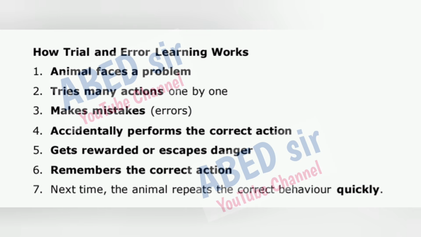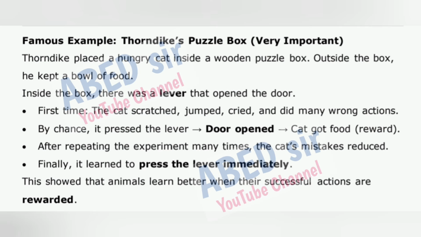How trial and error learning works. 1. Animal faces a problem. 2. Tries many actions one by one. 3. Makes mistakes, errors. 4. Accidentally performs the correct action. 5. Gets rewarded or escapes danger. 6. Remembers the correct action. 7. Next time, the animal repeats the correct behavior quickly. Famous example, Thorndike's puzzle box, very important.